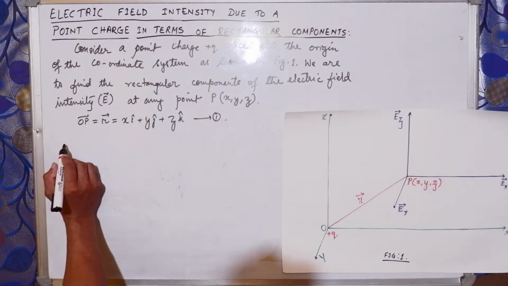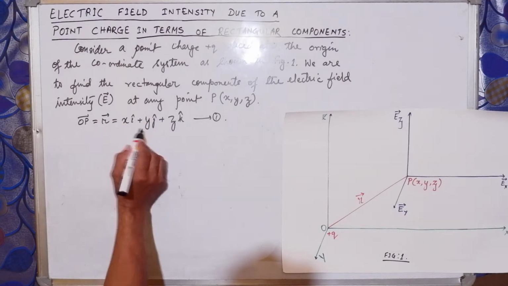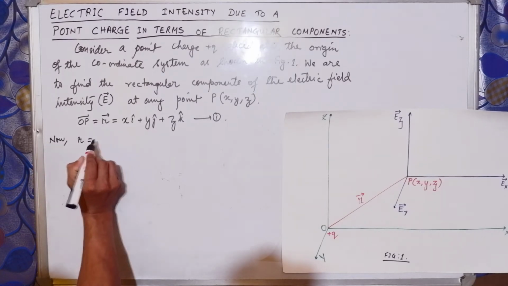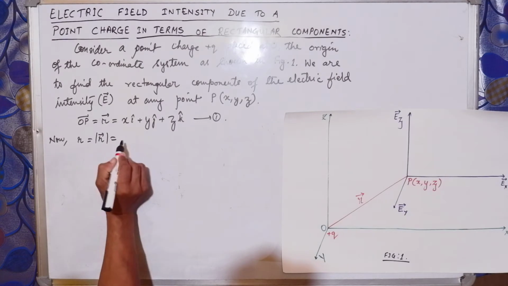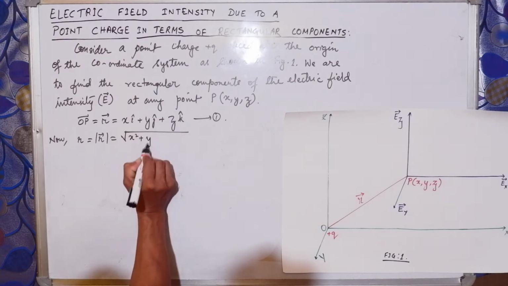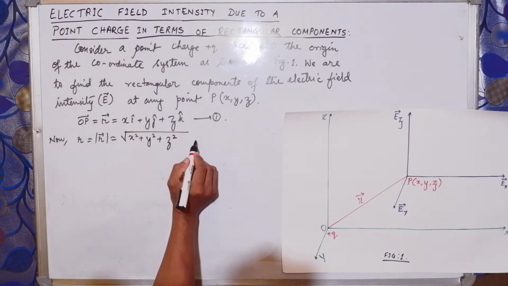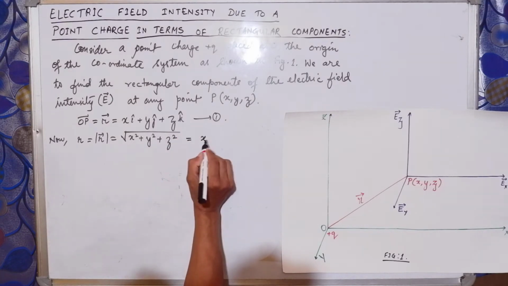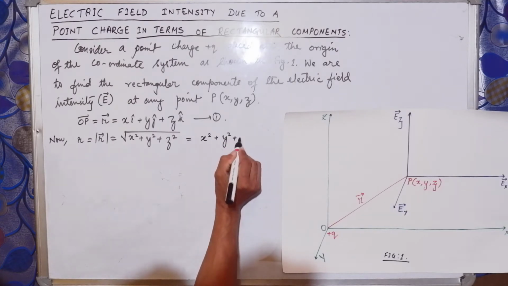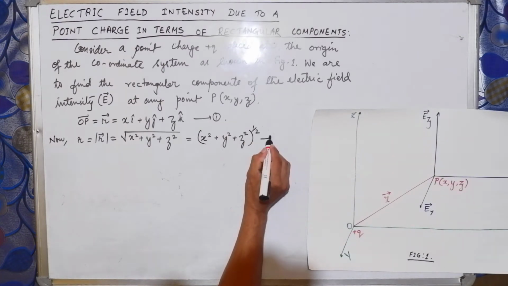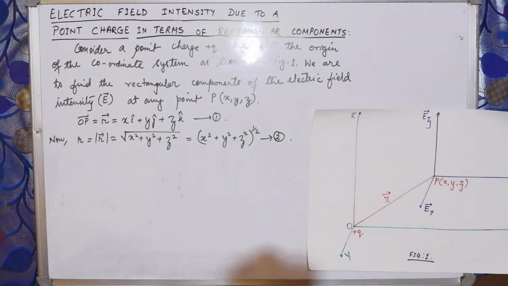Now we know the magnitude of this vector R. R will be equal to the magnitude of vector R, which is equal to root over x square plus y square plus z square, which can also be written as x square plus y square plus z square to the power 1 by 2, because we will need it after some time. So we have equation 2.